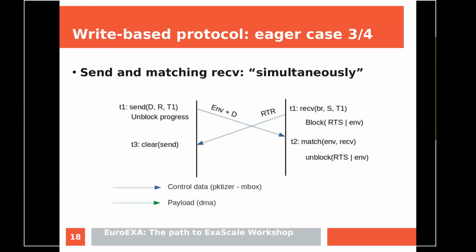Here is the similar case where both the sender and the receiver arrive at the same time at the primitive. The receiver has no source. He advertises his readiness with the ready to receive. There is a concurrent envelope plus data on the network. This ready to receive is used by the sender to match the transfer. So he knows that here at T3, the matching is complete. He has unlocked his progress earlier, and at T3, he's able to clear the state for the send that he has posted.